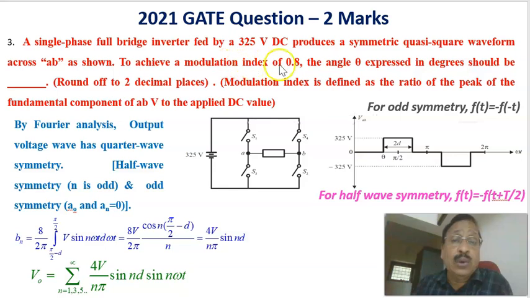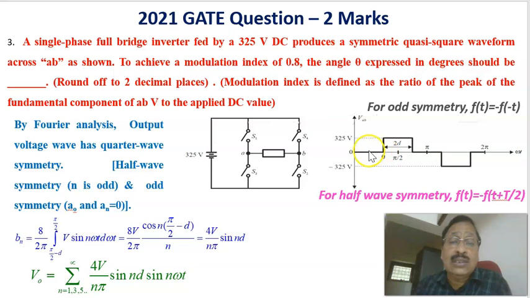To achieve the modulation index 0.8, the angle theta expressed in degree should be what? The modulation index is defined as the ratio of the peak of the fundamental component to the DC voltage V, that is applied to the DC bus. Therefore, the peak of the fundamental voltage is to be derived in terms of D, and that ratio is called the modulation index in this context.